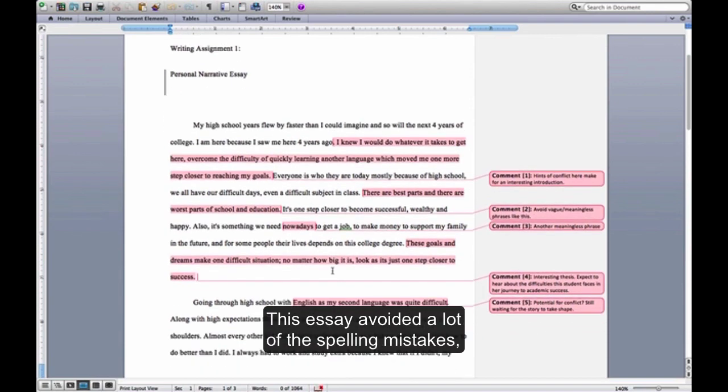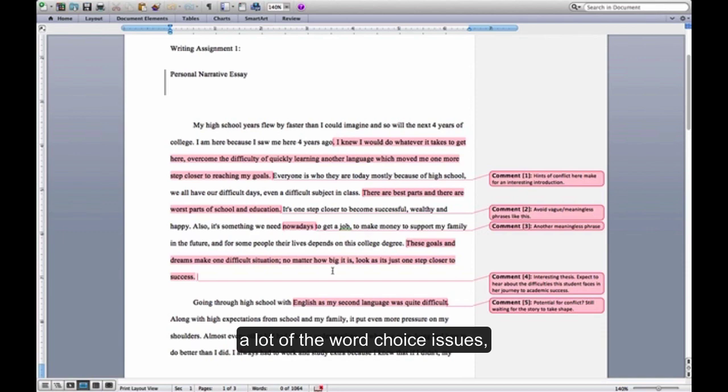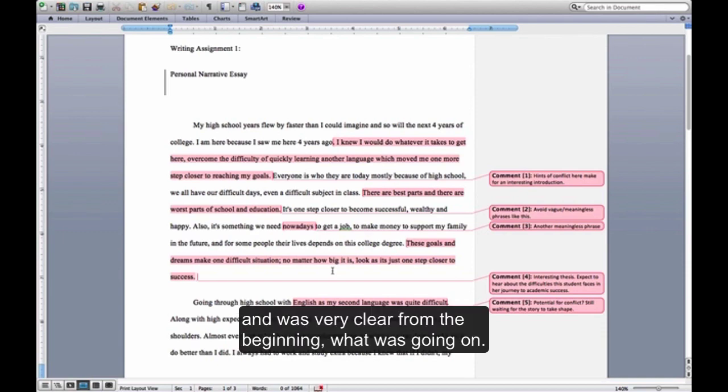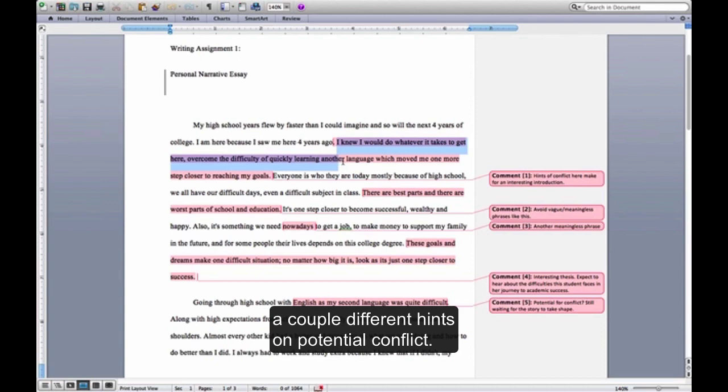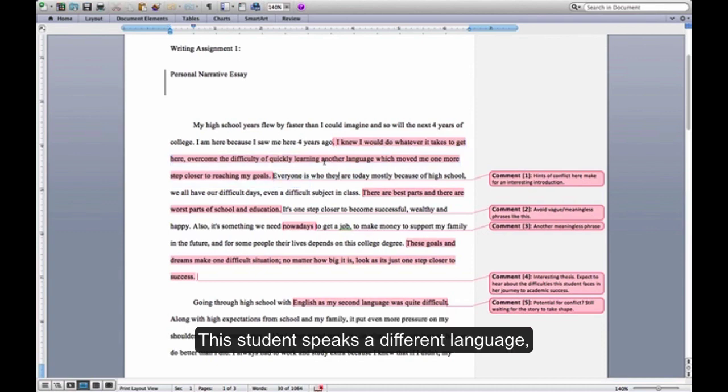This essay avoided a lot of the spelling mistakes, a lot of the word choice issues, and was very clear from the beginning what was going on. So in this introduction, a very compelling introduction, a couple different hints on potential conflict. This student speaks a different language, and English was her second language, and that can be a huge conflict, and she hints at that early on.